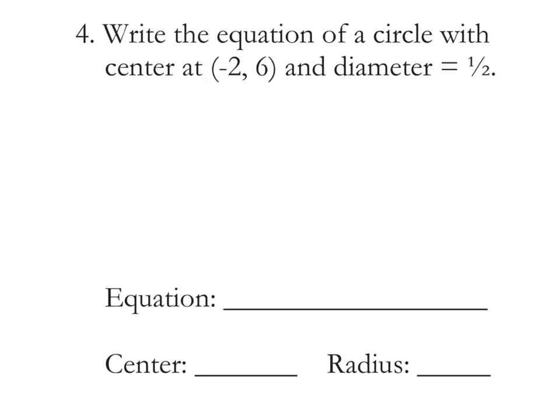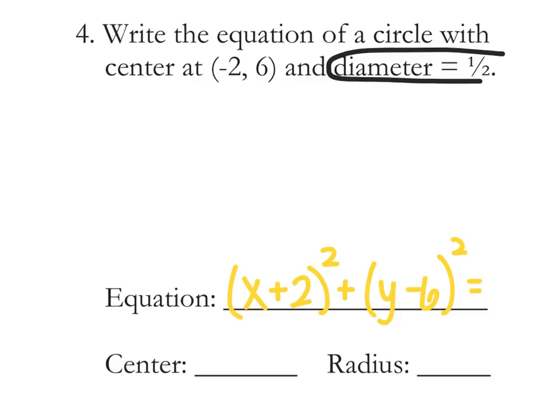Okay, write the equation of a circle with a center at -2, 6 and a diameter of 1/2. This is strange. Well, I know this for sure. We're going to have an x plus 2, quantity squared, change the sign. Okay, plus y minus 6, quantity squared, equals, we got to find the radius. Well, remember, the radius is half of the length of the diameter. So we're going to take 1/2 and we're going to divide it by 2. That's 1/4.